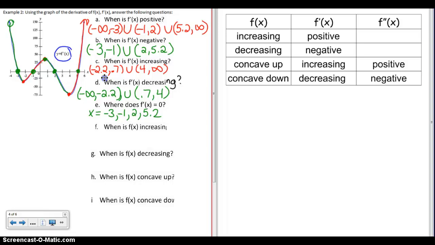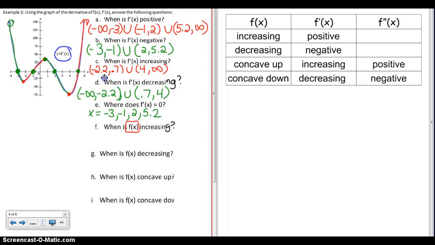Okay, when is f of x increasing? Okay, so now this is different. Notice they're now asking us about f of x, not f prime of x. So we cannot just read off the graph the interval of increasing. This is not the same as part C, where it says, where is f prime of x increasing? So please make sure you pay attention to the difference.